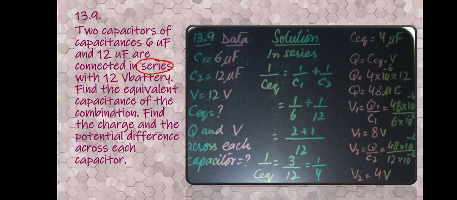C1 is 6 microfarads, C2 is 12 microfarads, V is 12 volts. Equivalent capacitance is required, charge and voltage across each capacitor is also required. First of all, let's solve it for equivalent capacitance. In series, it will be 1 by C equivalent equals 1 by C1 plus 1 by C2. Taking the LCM, you will get 1 by C equivalent equals 1 by 4. So, C equivalent will be 4 microfarads.